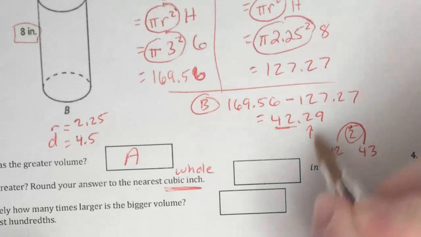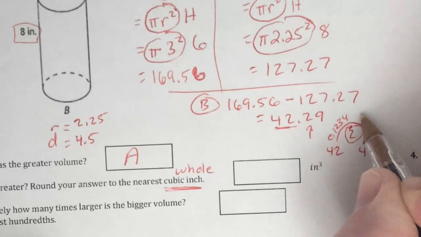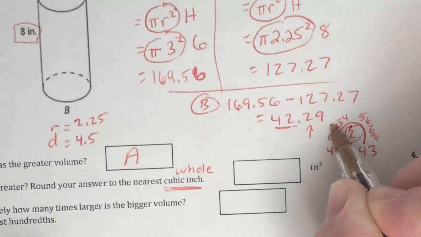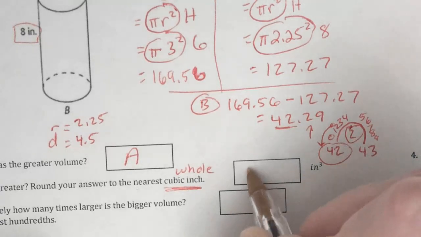And if I drop the ball at 2, so 0, 1, 2, 3, 4 versus 5, 6, 7, 8, 9. If I drop the ball at 2, would it roll back home or would it roll to the next number? It would roll back home. So the answer is 42.